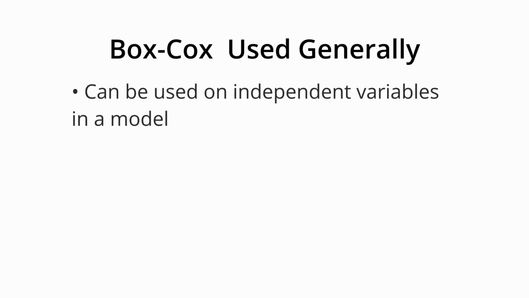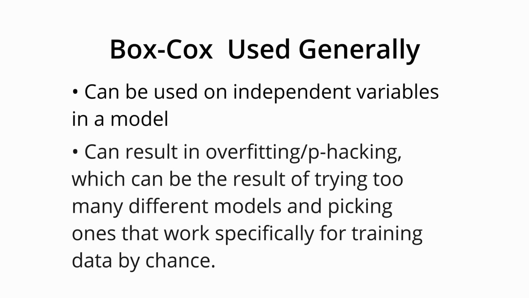You can also apply the transformation to different independent variables, but if you try testing various transformations willy-nilly, you run the risk of p-hacking, which can result in an overfit model by random chance. An analogy to p-hacking is, if you throw a handful of marbles across a room a million times, chances are they're going to line up at least one of those times.